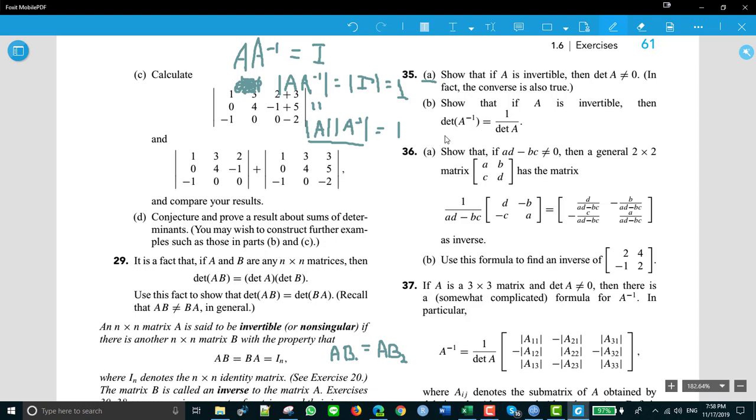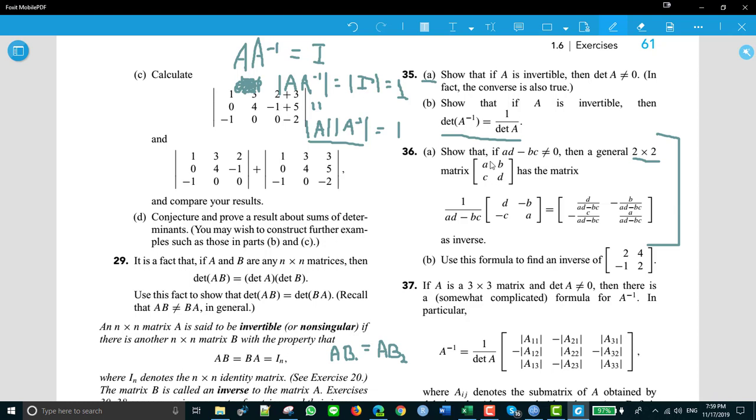And then that also shows this one, because we just showed that this equals 1, but that means that the determinant of A is 1 over the determinant of A inverse, or vice versa. So that's this. Okay, the next thing is quite useful for 2 by 2 matrices. It's not true in general, but for 2 by 2 matrices, this is very useful.